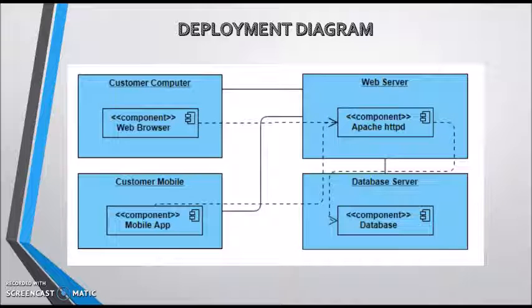And this is the deployment diagram for the deployment viewpoint. This application is for web-based and mobile application. So the web-based from the customer computer, they will go to web server and then they will retrieve from database server. Same goes to mobile app. They also will go to web server and retrieve from database server. That's all for the process and deployment viewpoint.